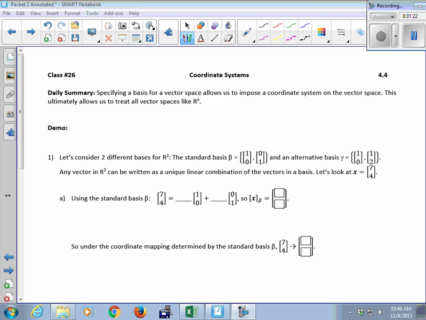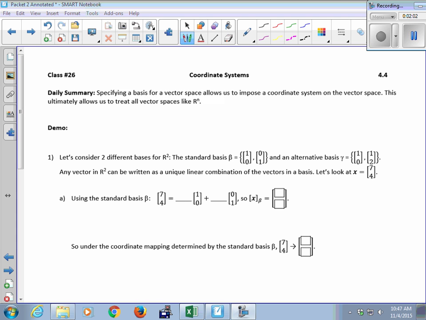The set of those 2 vectors spans the entire space, because you can create any vector in R2 as a linear combination of these 2. So it spans the entire space and it's linearly independent. That makes it a basis. But here's another basis, gamma: (1, 0) and (1, 2). So this also spans the space, because you can create any vector in R2 as a linear combination of these 2 vectors, and they're linearly independent. So they're both bases for R2.